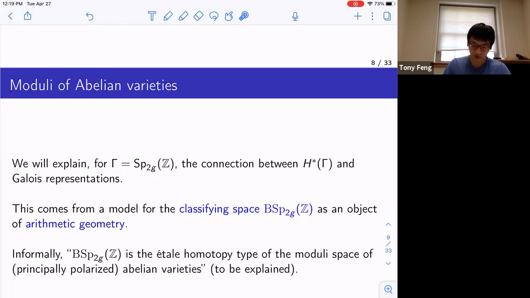This will turn out to come from the fact that there's a very special model of this classifying space, BSp2g(Z), a model which is an object of arithmetic geometry. And informally, the statement is that this classifying space is the étale homotopy type of the moduli space of principally polarized abelian varieties. So this is something which I will explain.